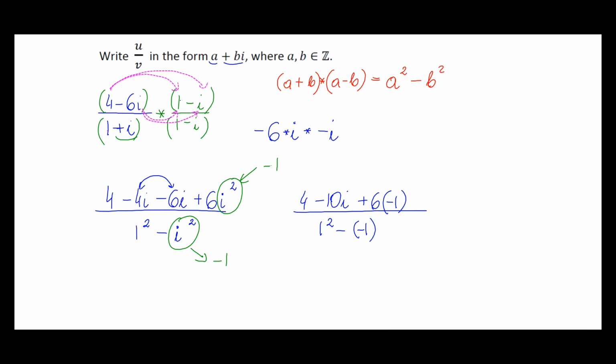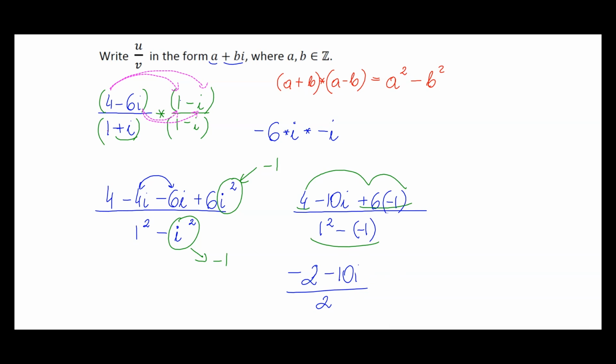Now, what can we do here? Well, those are numbers, 4 and 6 multiplied by minus 1, so we put that all in the calculator, press equal, and we get minus 2. Then we have minus 10i. And again, at the bottom of the fraction, they are all numbers, so I put all of that in the calculator, press equal, and I have my value, that is 2.